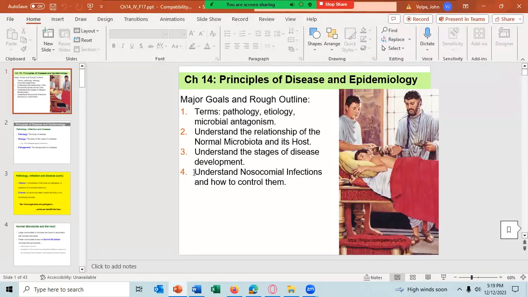In this chapter, you should know the terms, because if you learn the terms of this chapter, you'll learn 50% of the material of this chapter. I've only got a few terms here, but know all of them. Understand the relationship between the normal microbiota and its host. We have a normal microbiota which lives with all of us, and it is mostly on our skin, our mucous membranes.